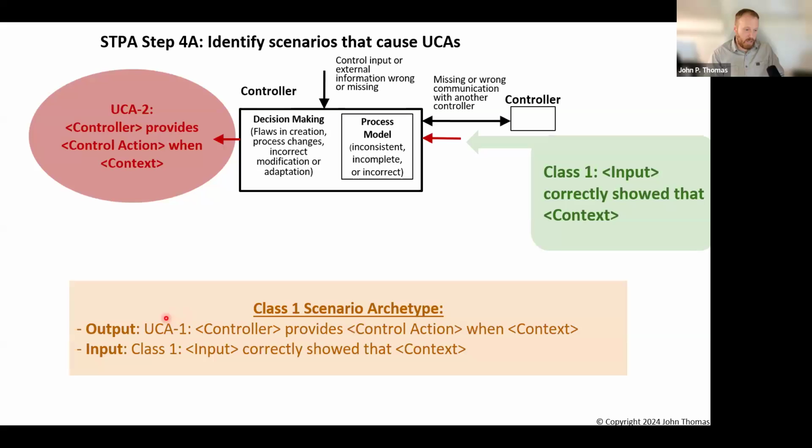We say the output is just the UCA. The controller provided the control action when context. And the input correctly showed where the context is. So we have to identify the input, we have to identify the context. And that's our class 1 scenario.